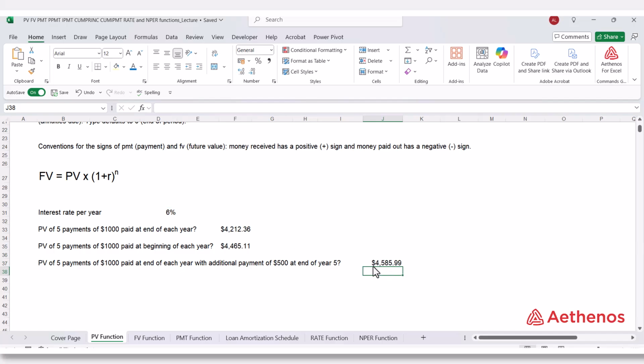So we got 4,585 as the present value here. And here we got 4,212. Both cash flows are the same, except there was a $500 payment at the end of year 5. So this is greater than this value.